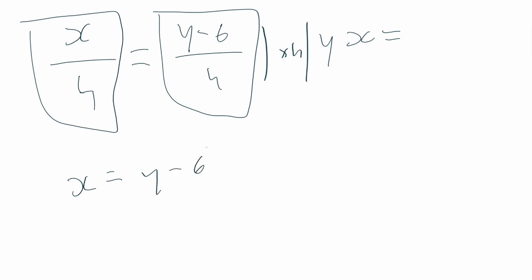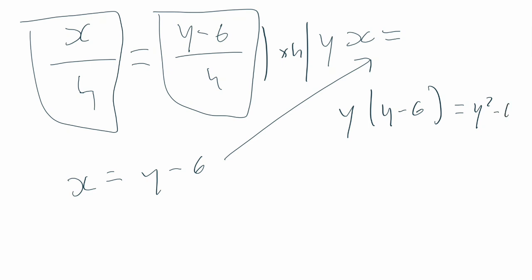So if we plug x into this equation here, we only have one variable, so we can simplify this. So this becomes y times y minus 6. So this is going to equal y squared minus 6y. Perfect.